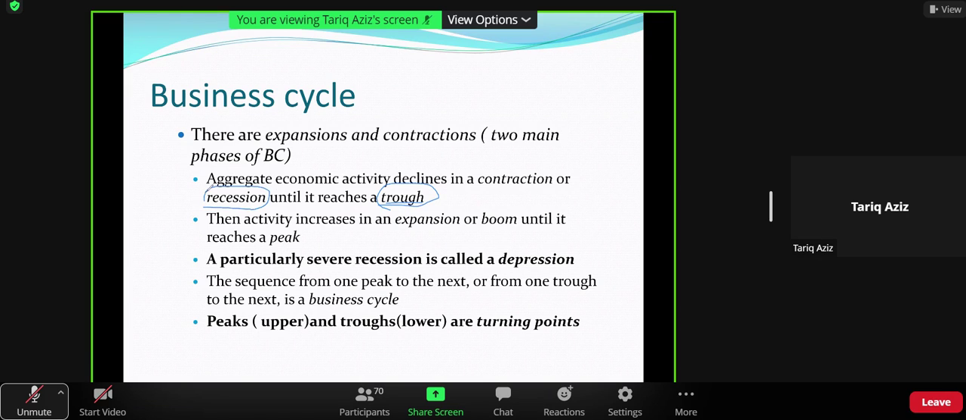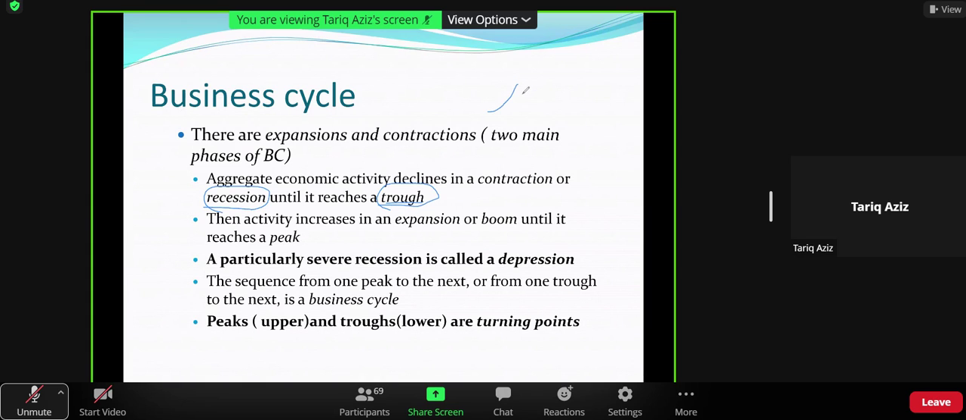So when trough is reached, from there on, the economic activities will start increasing. So the trough is the end point of the recession, because after trough, recovery will start. Recovery means from trough, the economic activity will again start increasing. So after trough, the next stage is recovery, or expansion.